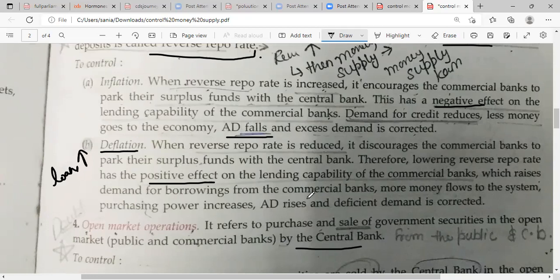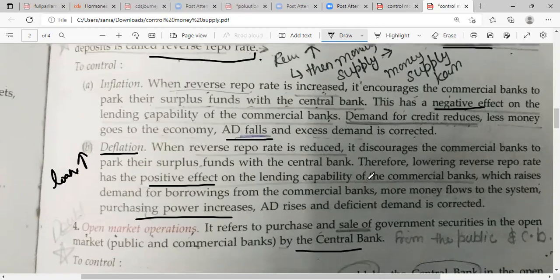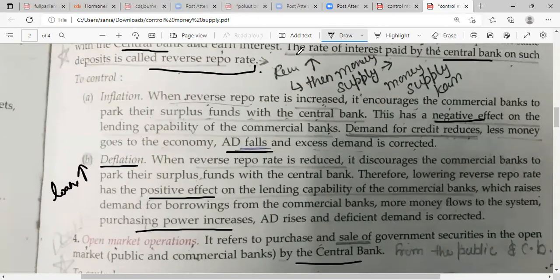Because of this, what happens? Demand for borrowing increases from the commercial bank. More money flows to the system, or you can write more money goes to the economy. Purchasing power basically increases, AD rises, and deficit demand is corrected. Clear? Yes, ma'am. Okay, you can write.